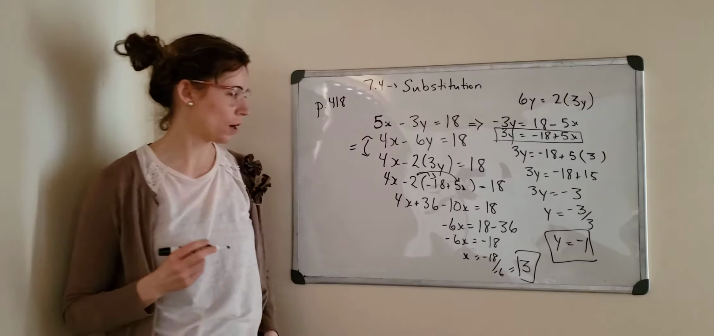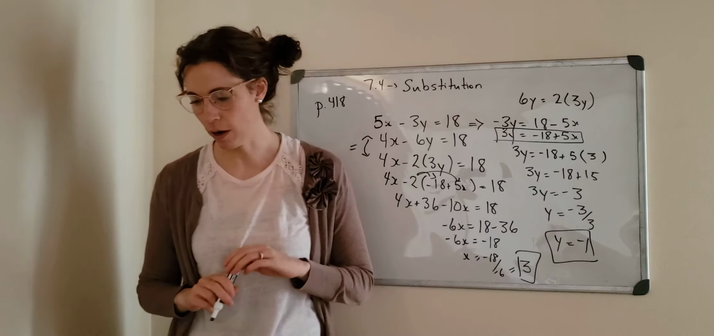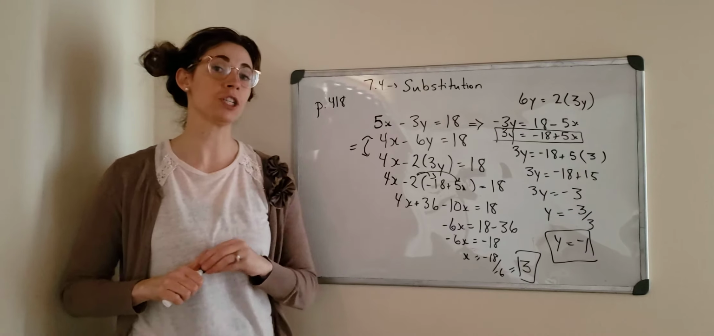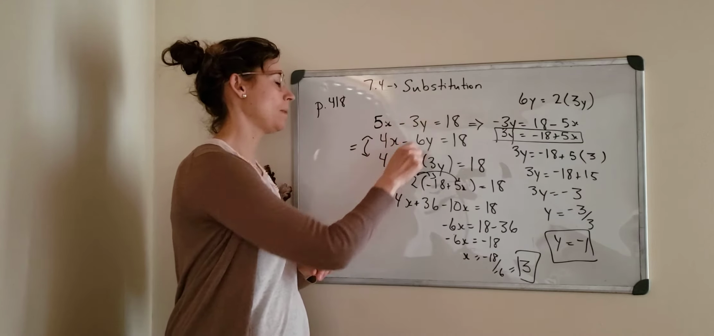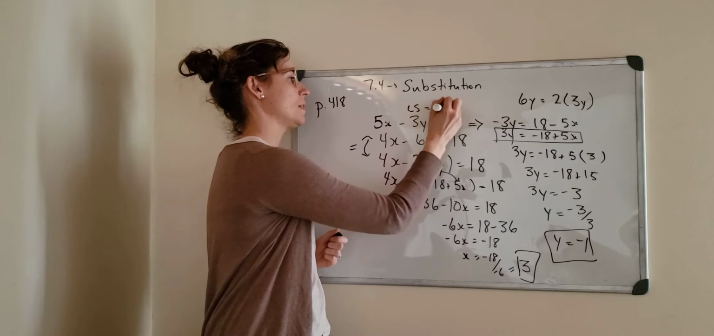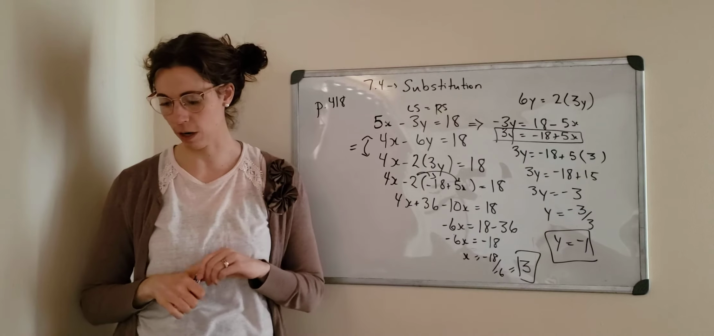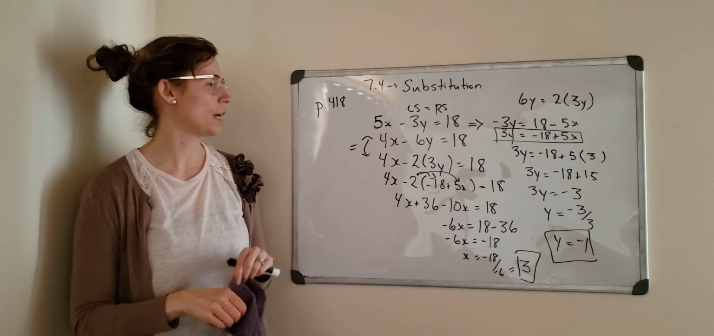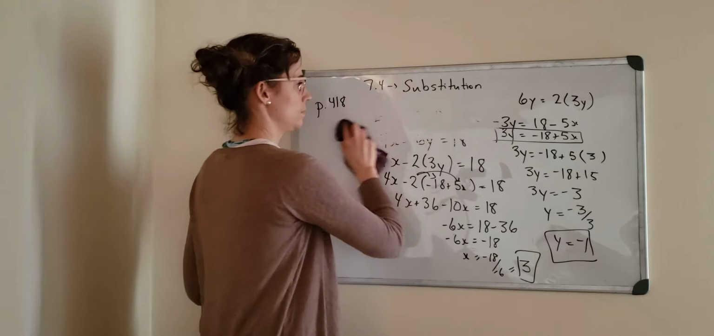So there are two answers. We had x is 3, y equals negative 1, and that is what the book has as well. So we did that correctly. Again, I could check that by putting those values back in, and my left side must equal my right side in both equations, not just one, both, for that to be the correct answer. All right, so that was check your understanding number 1 on page 418.